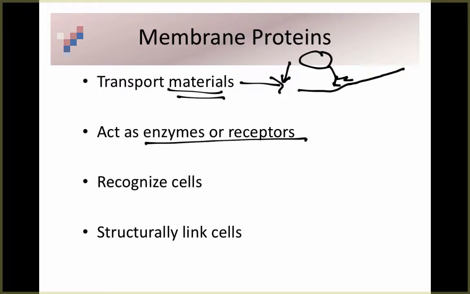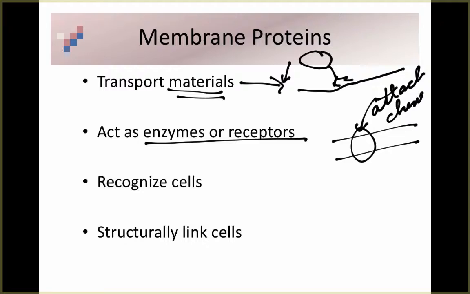Of course, it acts as receptors and receivers. So if you have a protein in a plasma membrane, on a cell, it can attach to some chemical. And if it does that, it's going to receive it and then it can bring it into the cell. Or it's going to attach to some chemical and then do some kind of change to it. And that's what enzymes do.